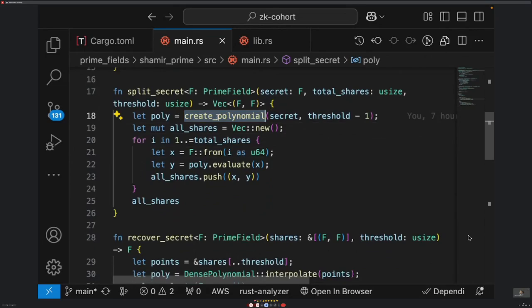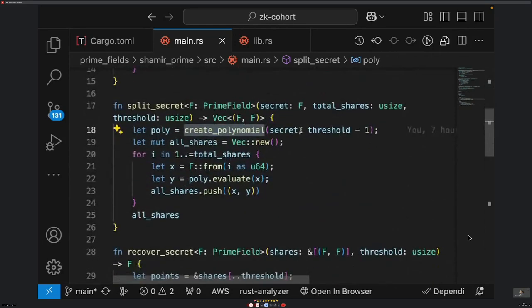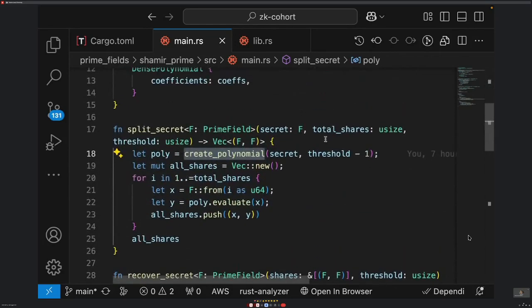So now that create polynomial, remember, it takes only 2 values, the secret and the degree. So now if I have a threshold of 4 people, I need a polynomial of degree 3. That's why you see me do threshold minus 1. Are you getting? So now I'm doing threshold minus 1.